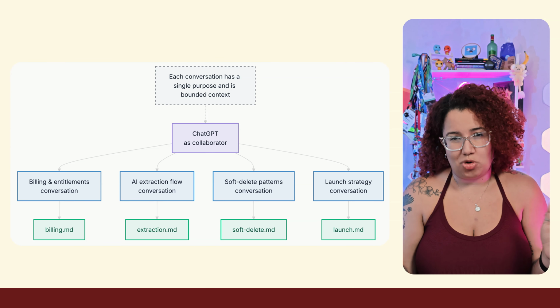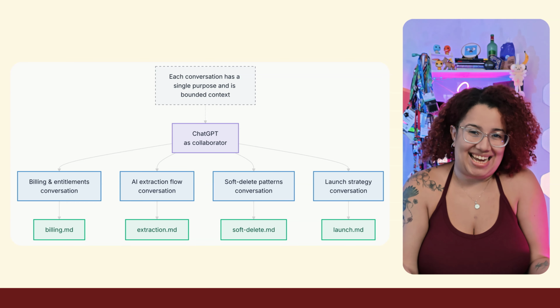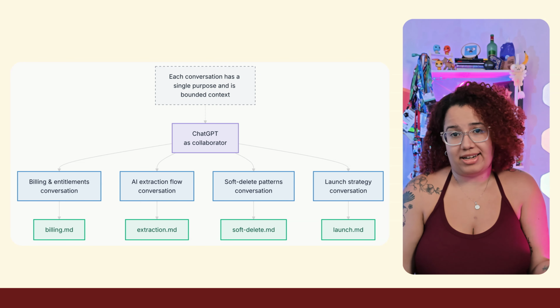I got more deliberate in the way that I give context. I started talking to ChatGPT for specific requests, and for each request, I'd have one specific chat that I would use. Mainly, every feature would have its own thread. Billing would go to one thread, AI extraction would go to another. Launch strategy got its own chat. And even though this is tidy, more or less, it wasn't about being tidy. It was also about context management.